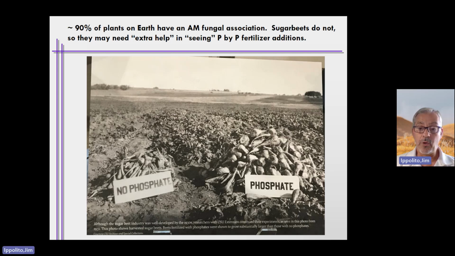So sometimes early in a corn's growing season, especially following sugar beets, you oftentimes observe a phosphorus fertilizer deficiency. The plants typically grow out of it, but if you're not familiar with this occurring and knowing that sugar beets don't need AM fungal associations, you could actually end up adding a phosphorus fertilizer to a corn crop that really doesn't need it. And now you've just wasted money. That's just a little FYI for you based on this picture.